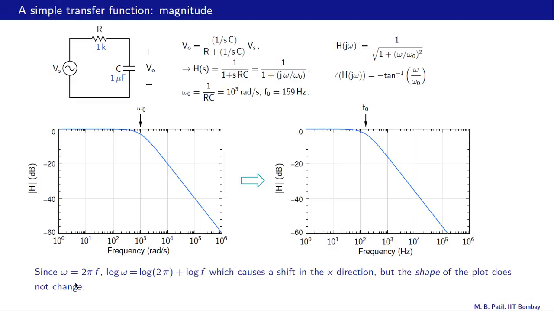So here is the summary. Since omega is 2 pi times f, log omega is log of 2 pi plus log of f, and because of this relationship, this is just a constant. Changing from radians per second to hertz only causes a shift in the x direction, but the shape of the plot does not change. Another very important point to remember.